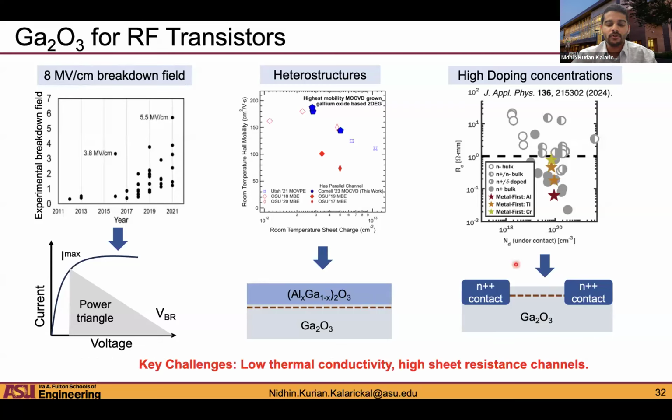Of course, everything is not rosy, right? So there are some key challenges, particularly for RF. The key challenge is the low thermal conductivity. So you really have to thermally manage the device and the wafer to maximize the performance of gallium oxide. Although in this particular talk, I won't be focusing on the thermal conductivity aspect. And the second difficulty with gallium oxide is the lower mobility compared to, let's say, gallium nitride. So this results in much higher sheet resistance for the channels, which results in non-ideal characteristics as well.